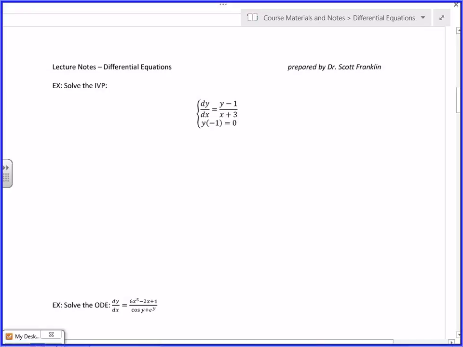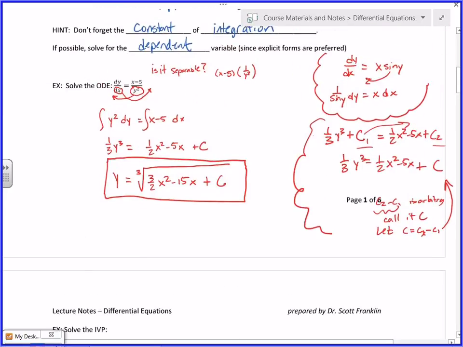Wait, is that a solution that we just came up with? Yep, you want to check it? I claim that this, y equals the cube root of 3/2 x squared minus 15x plus c, solves the original differential equation that we started with. Can we plug that back in and find a c? Well, we don't have an initial value problem yet. If I had said y of 0 is equal to 4, then you could find c. What I'm saying is that this equation here solves the original differential equation, no matter what c is. But when you're given an initial value, that's where you find a specific c.